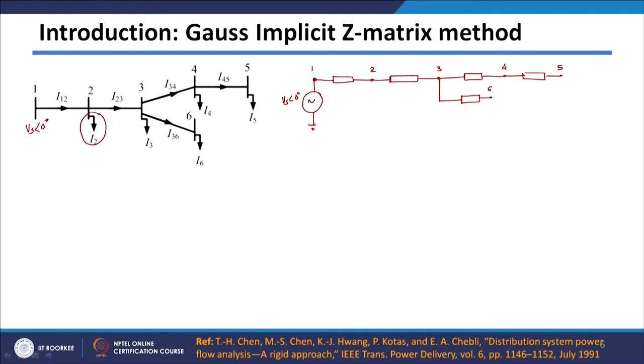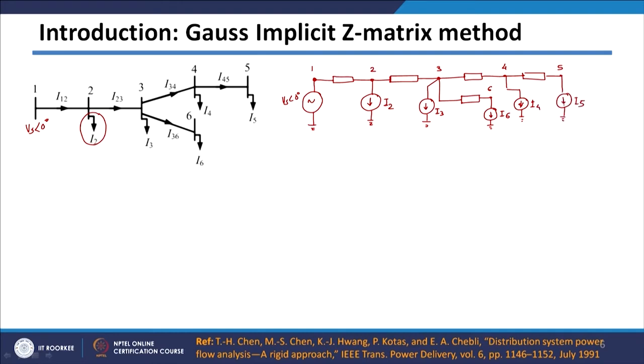Here, Vs angle 0 degree source is available, and then we have these loads, which I am modeling as current sources in this network. So, these will be modeled as current sources. This current will be, say, I2, then there is one current source here which is I3, this current source here is I6, this current source here is I4, and this current source here is I5.